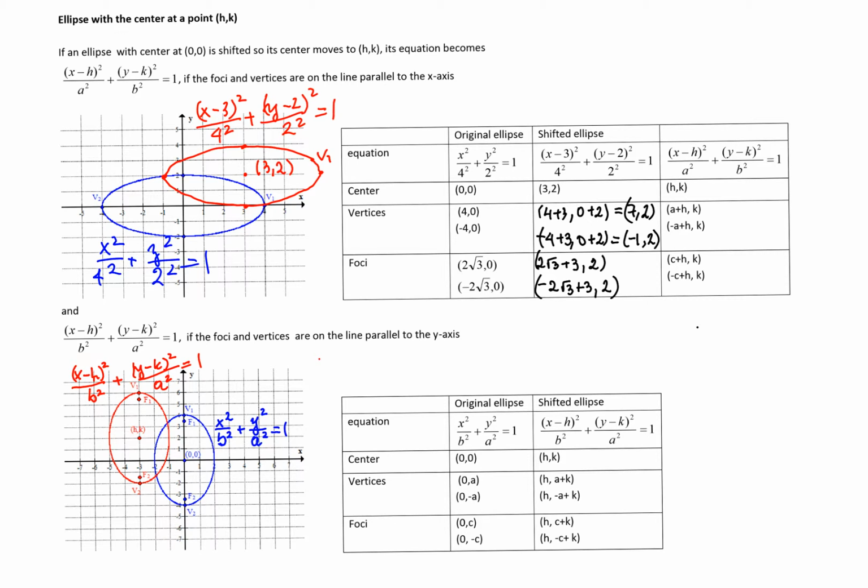In exactly the same way we deal with the ellipse with foci on the y-axis. The equation and coordinates of the center, vertices, and foci will change accordingly. They change in the same way as for the ellipse with the foci on the x-axis, and those new coordinates and new equations are in the table.